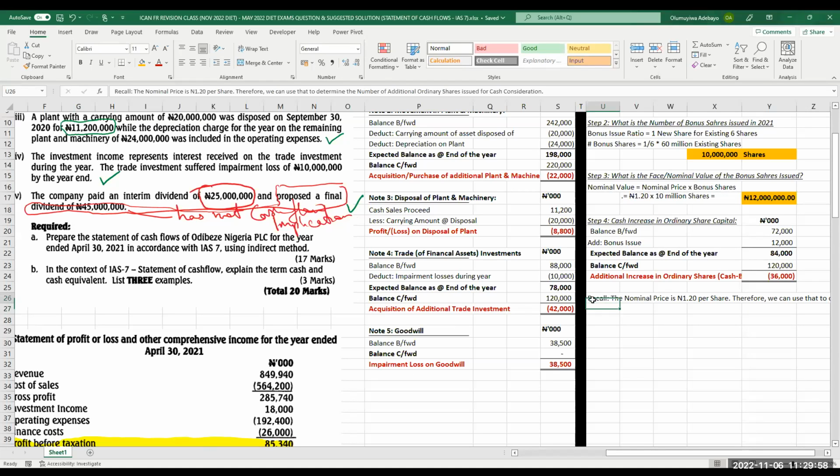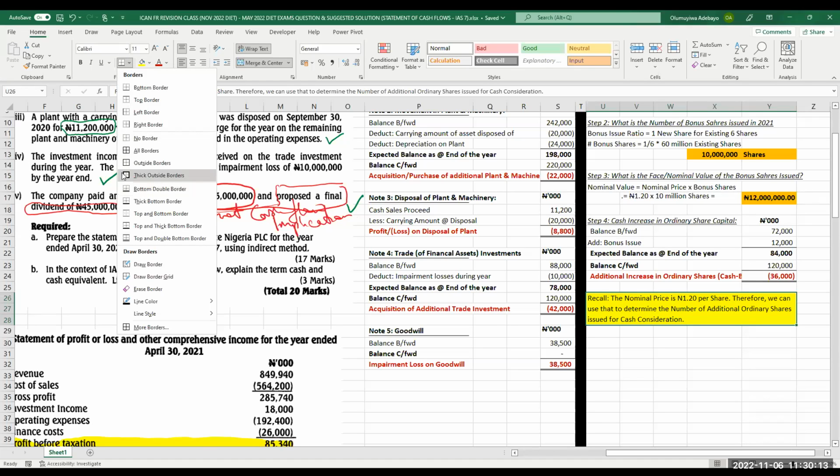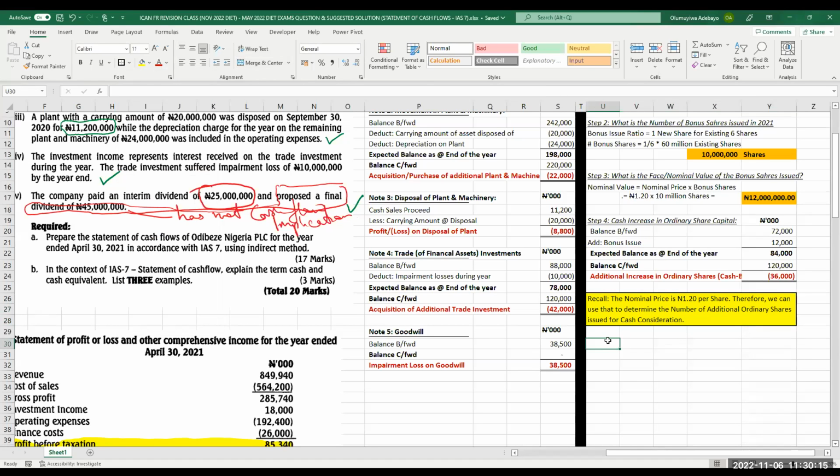Therefore, now lead me to step 5. Step 5. Number of ordinary shares equivalent of that 36 million cash consideration.